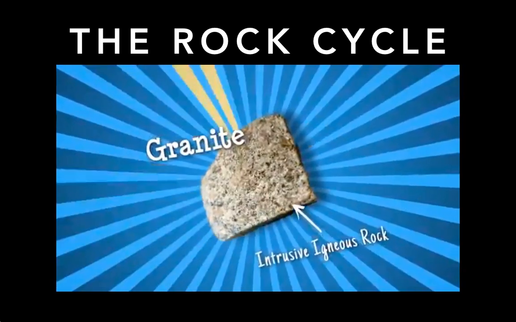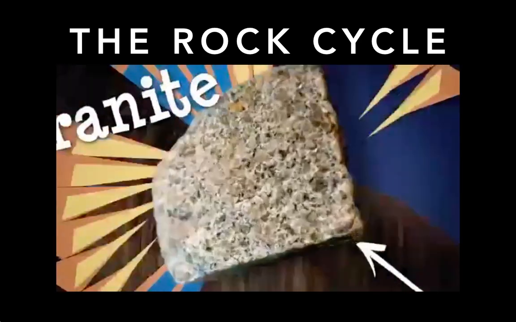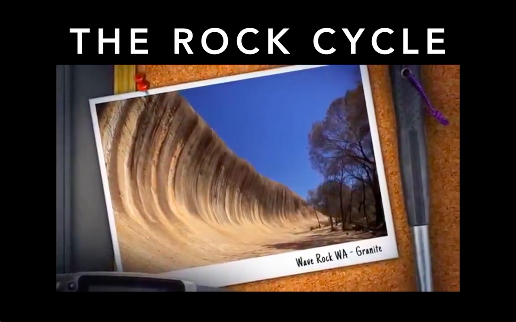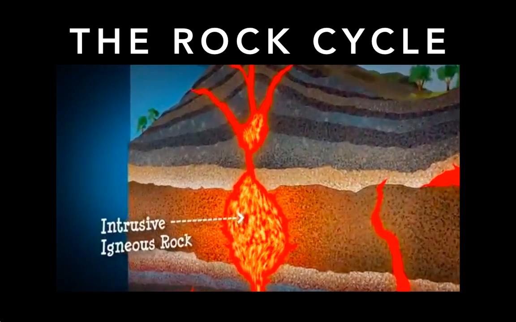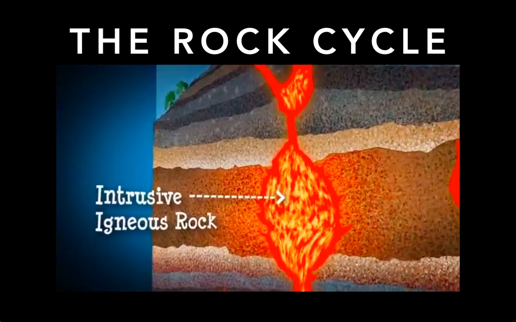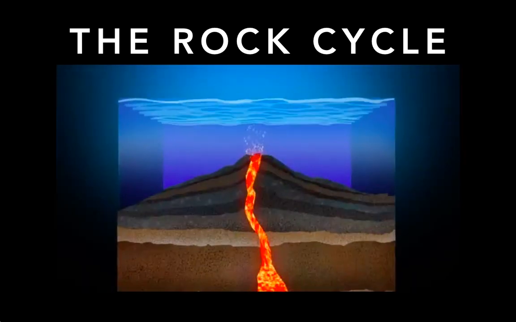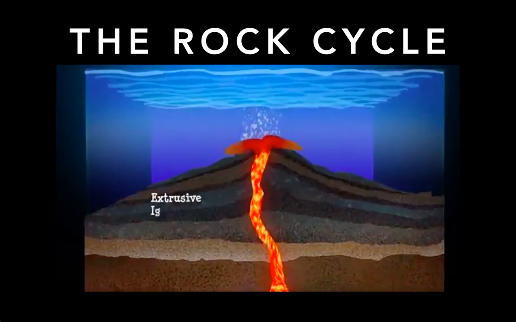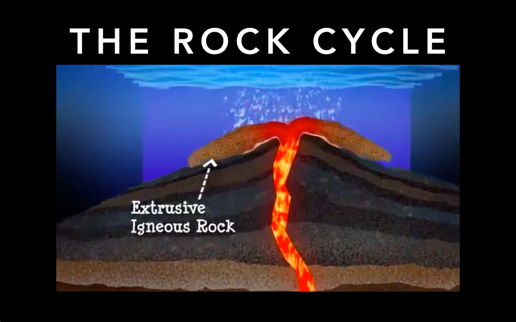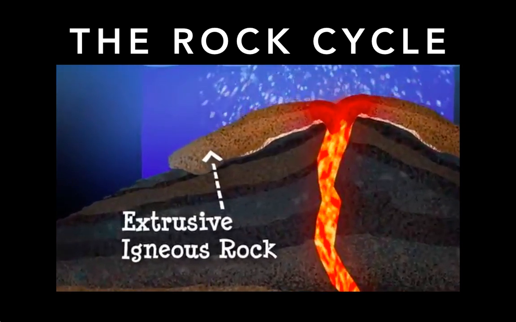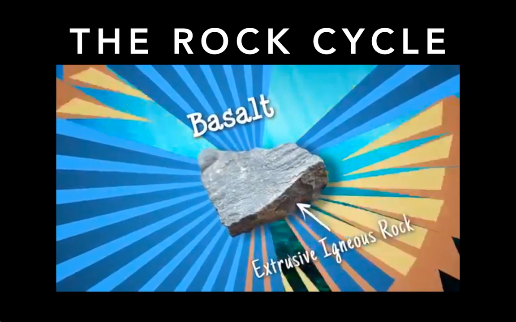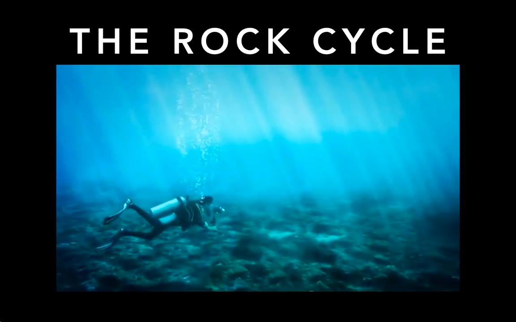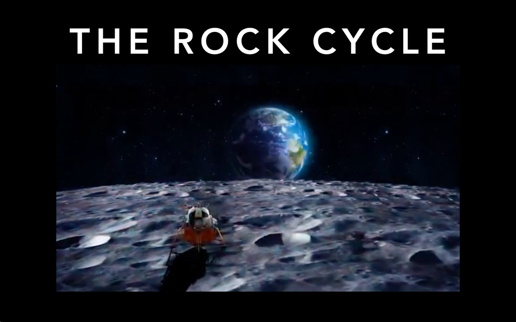Granite is an intrusive igneous rock, commonly found on the Earth's continents. It has large crystals because it cools slowly, deep below the Earth's surface. When a volcano erupts, lava cools quickly to form small crystals, creating extrusive igneous rock, like basalt. Basalt makes up much of the ocean floor and also most of the moon.